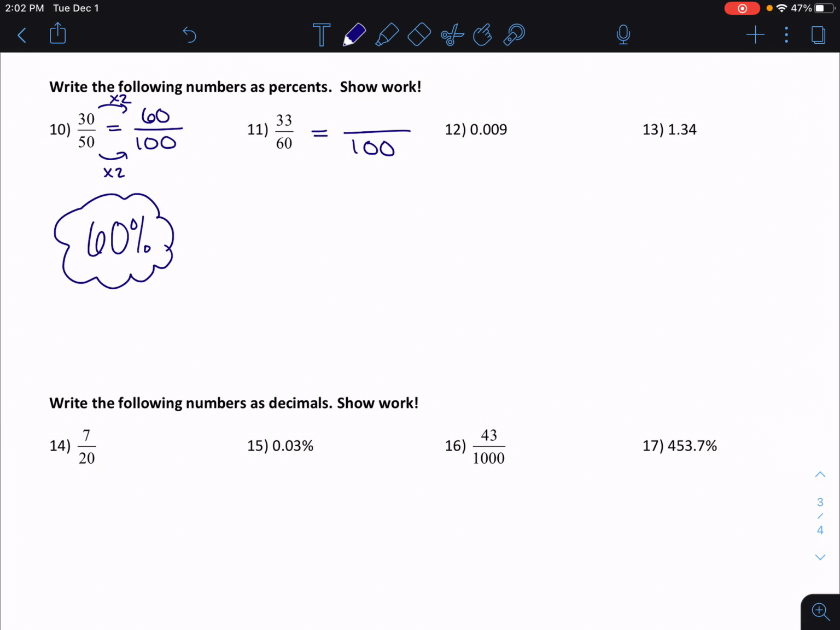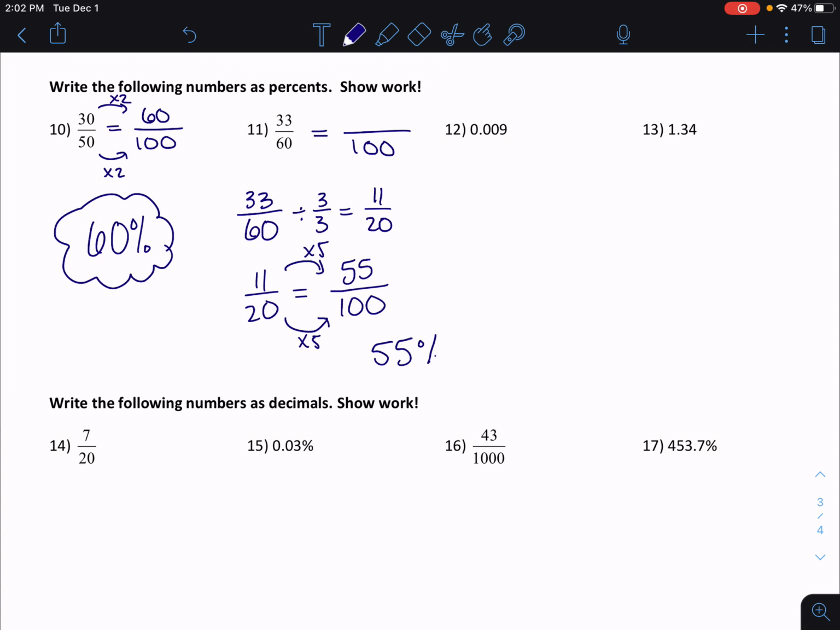For number 11, I cannot get from 60 to 100 right away. So I do have to scale backward in order to scale forward back to 100. So the first thing I'm going to do is I'm going to look at what 33 and 60 have in common. They have a 3 in common. So I'm going to divide by 3 in both places. So I get 11 over 20. Now I can get from 11 over 20 to something over 100. I'm going to multiply by 5. And I get 55%.